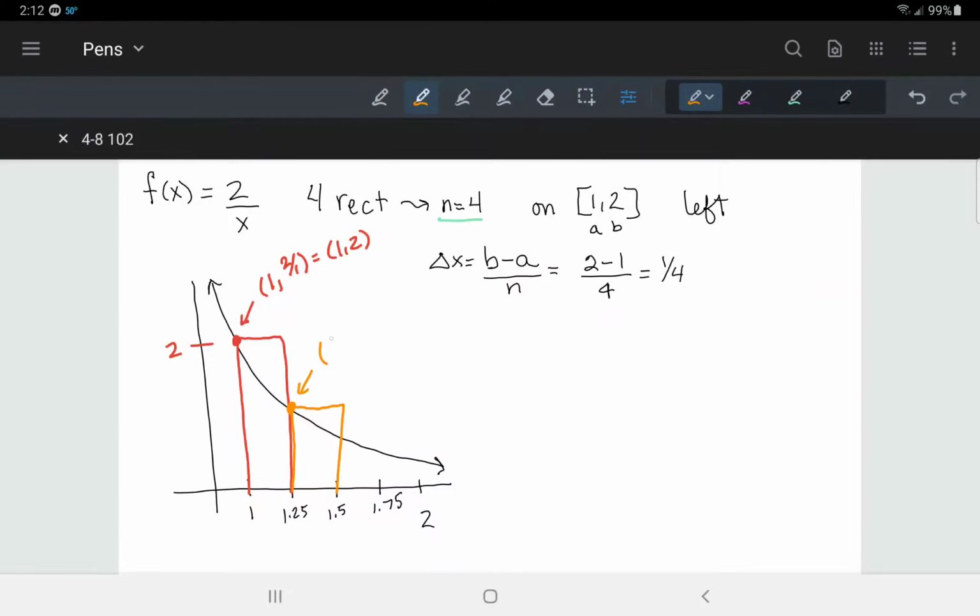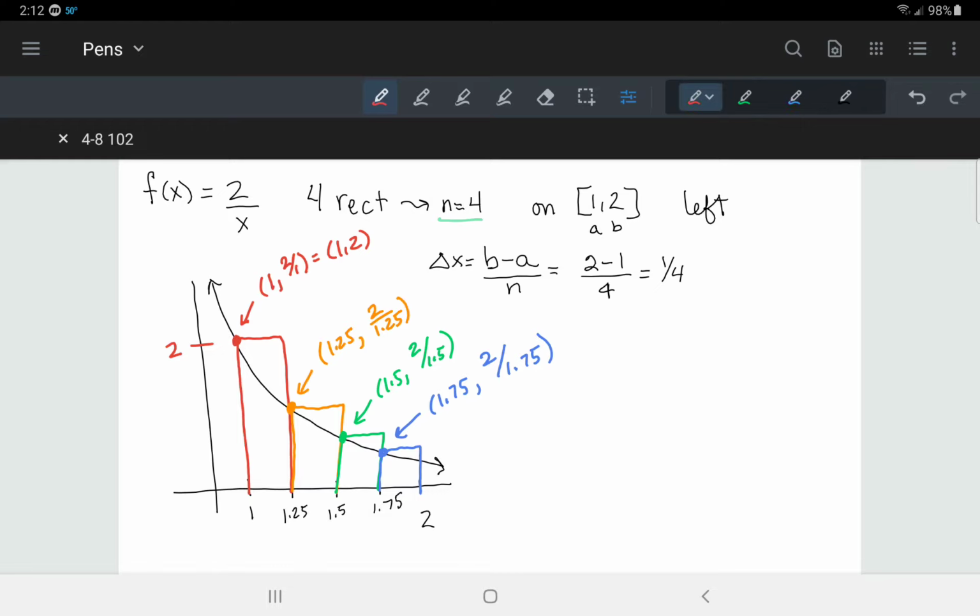This is the point 1.25. The function evaluated at 1.25, which is 2 divided by 1.25. We'll calculate this later. And then we continue. Then the next one, we come up to the height of the function value and over. That will be the height of that rectangle. And lastly, we can form the fourth rectangle, come up to the function and over. This will be the point 1.75, comma, the function evaluated at 1.75.